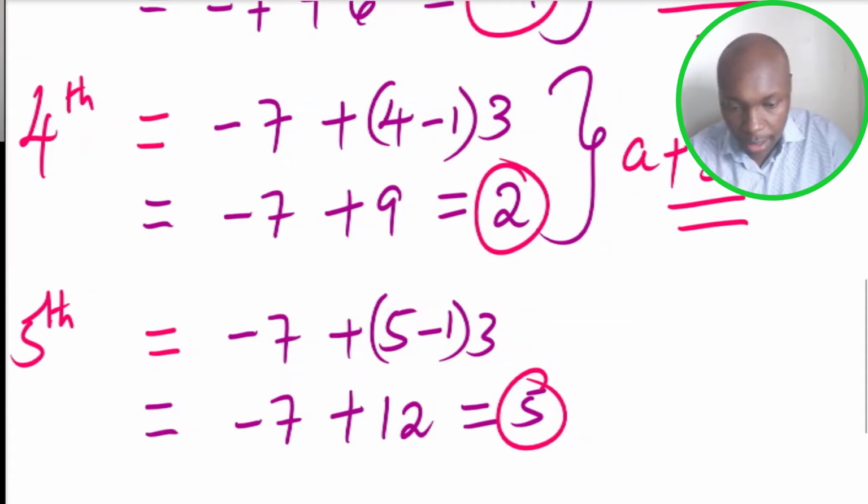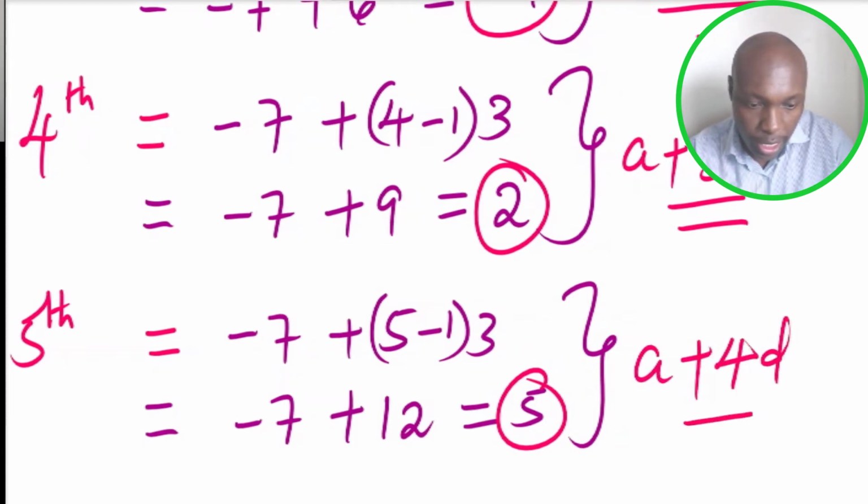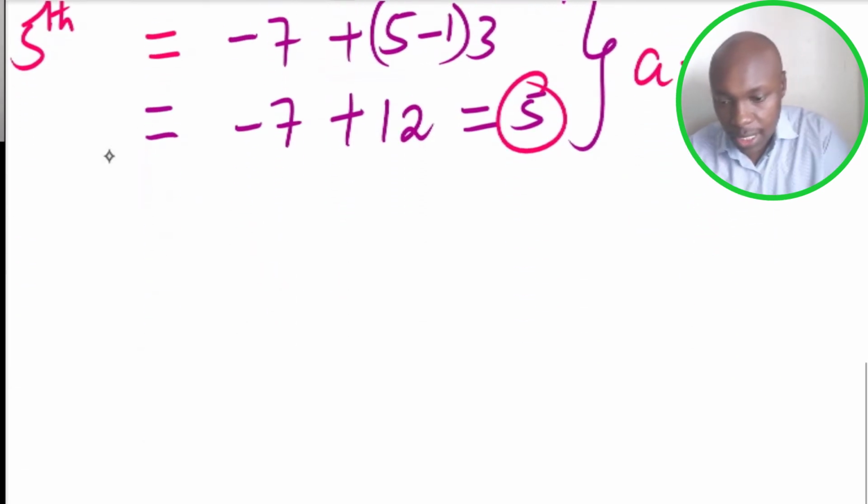So how do we get the fifth term? The fifth term is obtained by a plus 4d.